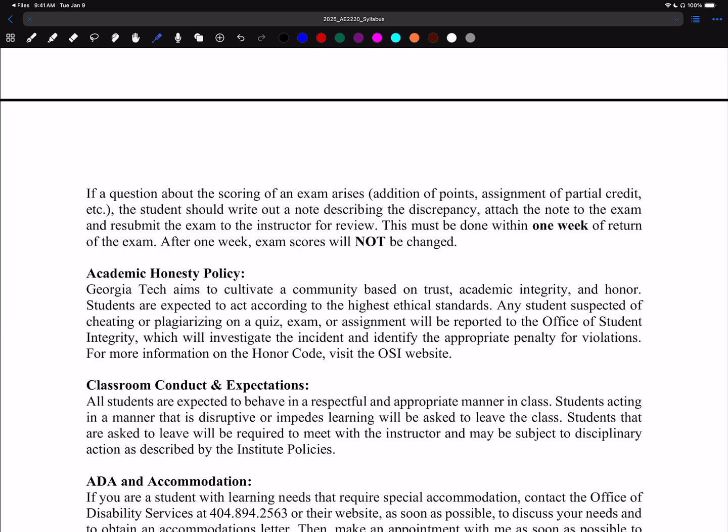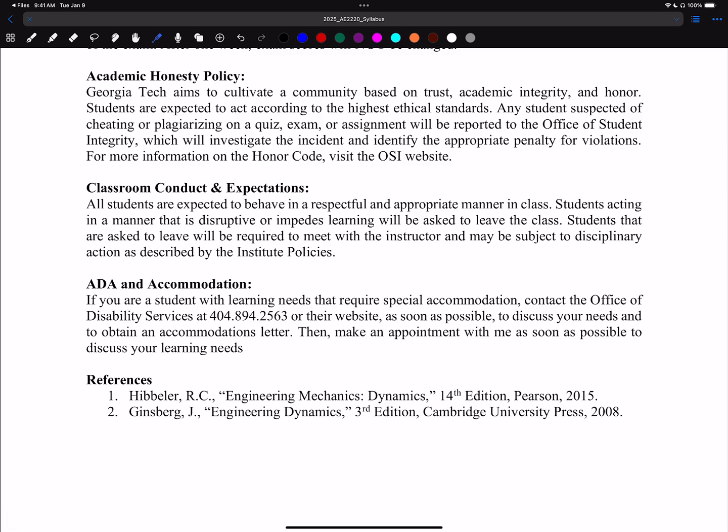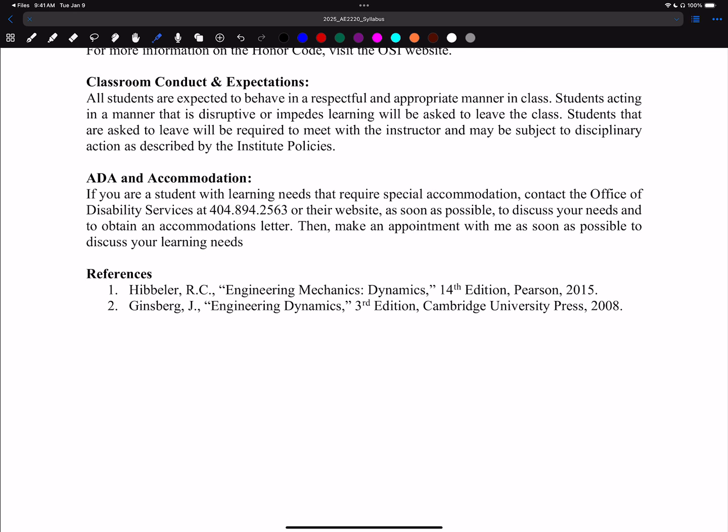I list here the academic honesty policy of the class, classroom conduct and expectations, and then any ADA and accommodations. If you have any accommodations, please let me know as soon as possible, and we'll absolutely work with you on those accommodations. I also include 2 references for you if you want to look for other books that go through this content that we'll cover in this class.